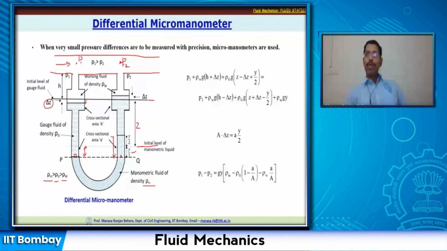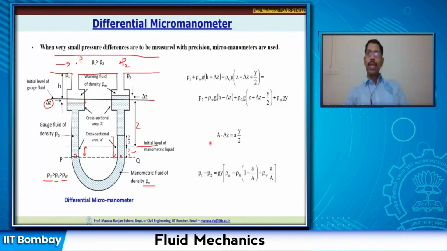If you equate both of these, you can substitute this expression, that is A delta Z. Here, the bigger cross-sectional area of this tank is capital A multiplied by delta Z, that is the difference here. This fluid is accommodated in this section. So A delta Z is equal to small a, the cross-sectional area of this tube, multiplied by y by 2. So this difference is accommodated in this part of the column.